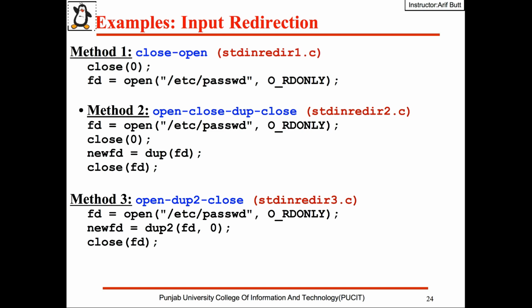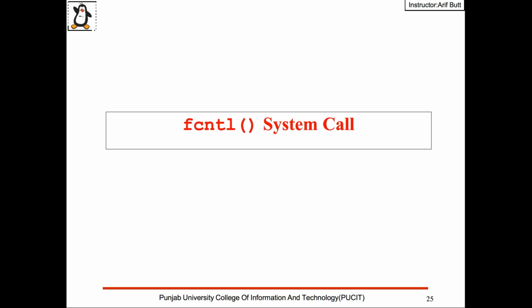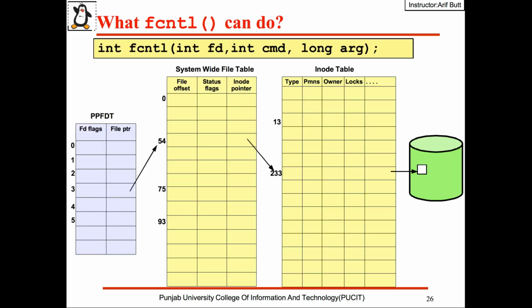Let me move ahead. So before I close, let me quickly talk about the famous fcntl system call as well. Let me first tell you what all we can do with the fcntl system call. Suppose we have an open file using the open system call, and the connection between the process and the file on disk is shown in this illustration on the slide. So while using fcntl, you can perform a lot of operations on this connection, which is starting from the PPFDT entry 3 to this 54 and to this inode 233 and to these file blocks.